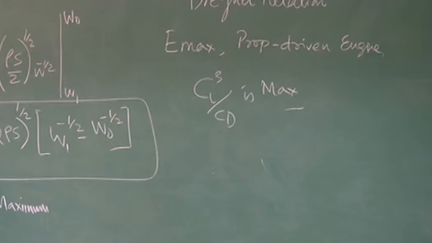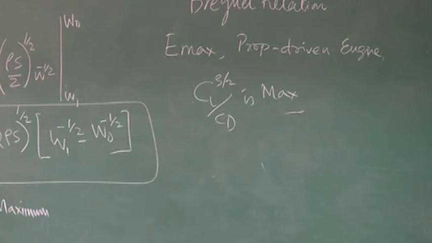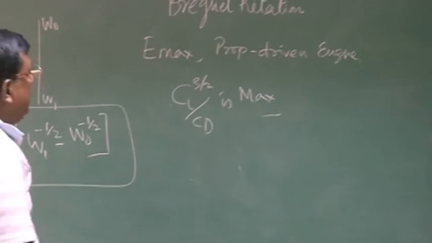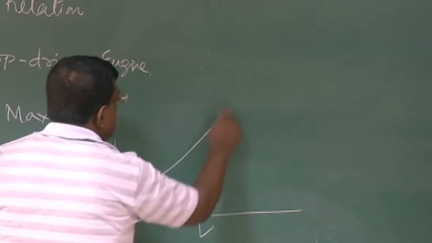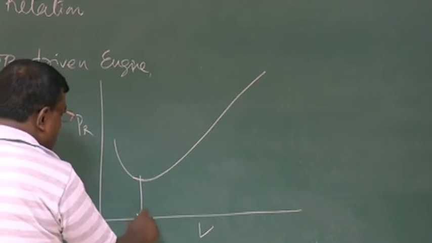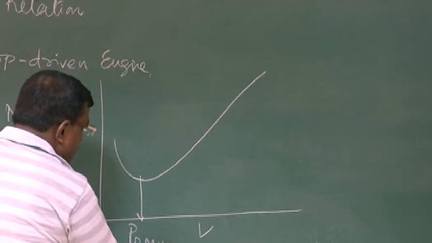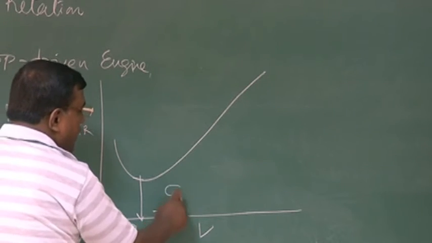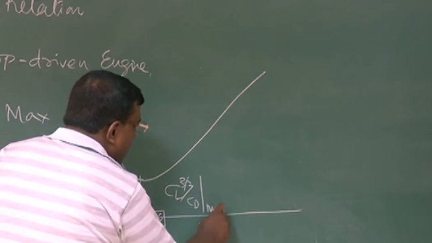Are you familiar with this term, CL^(3/2)? The CL^(3/2)/CD is maximum, and this is a propeller driven engine. Let us go back to the power required versus speed graph. This was the point, power required minimum, and the condition was CL^(3/2)/CD is maximum.